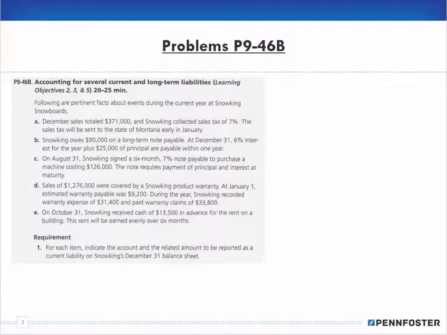Okay, D, it says sales of $1,276,000 were covered by a Snow King product warranty. At January 1st, estimated warranty payable was $9,200. During the year, Snow King recorded warranty expense of $31,400 and paid warranty claims of $33,800. Right? So we're talking about our estimated warranty payable, and I'm abbreviating here. Okay, so we want to know how much is going to be in that estimated warranty payable account, right? Estimated warranty payable.